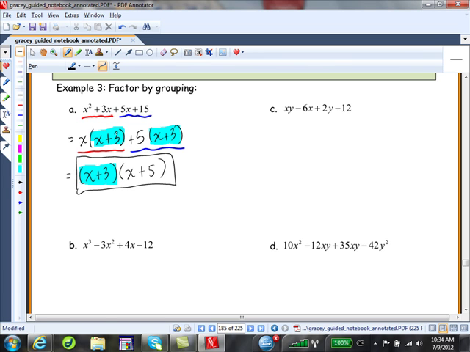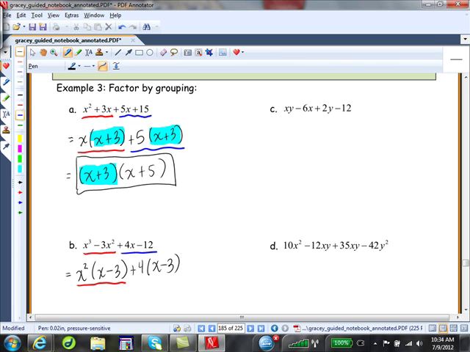Okay, let's see how you did. Here's our red group and our blue group. So from our red group, what can we factor out? Good, an x squared. So x squared times x gives us the x cubed, and x squared times minus 3 gives us the second term, minus 3x squared. So that is our red group. What can we factor out from the blue group? A positive 4, and we're left with, good, x minus 3.